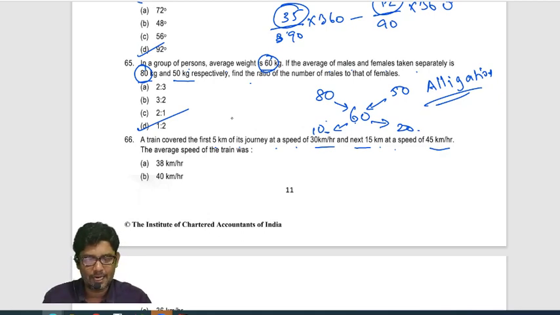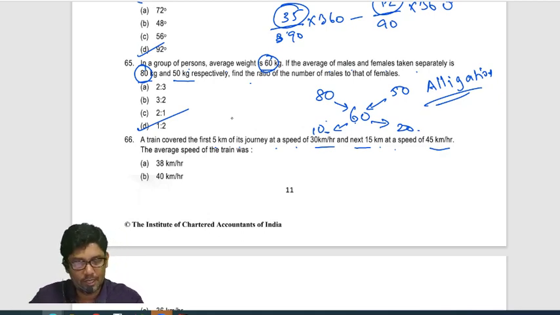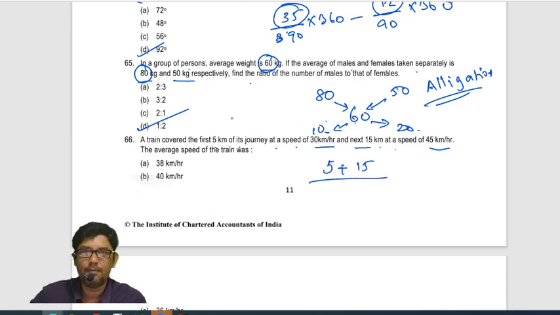So what exactly can be done, my dear? Simply, if you want to do this, what is it? Total distance 5 plus 15, divided by, what is the formula, my dear? 5 by 30 plus 15 by 45.